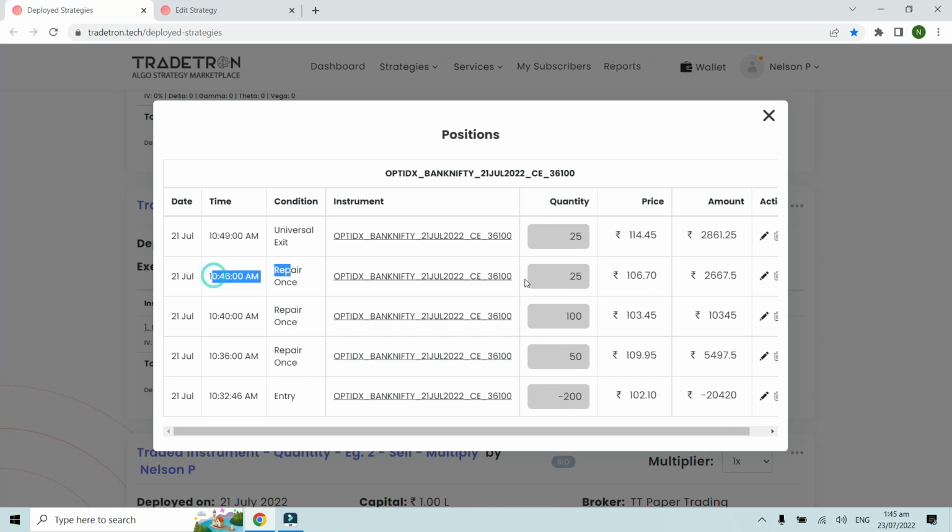Then in the third repair we are squaring off another 100, that is after 6 minutes from the second repair. And after 3 minutes from the last, that is the third repair, we are exiting another quantity. So that's how it's sold off 200 initially, and in tranches we squared off certain portions of the quantity. So that is how you can use this on the sell side.